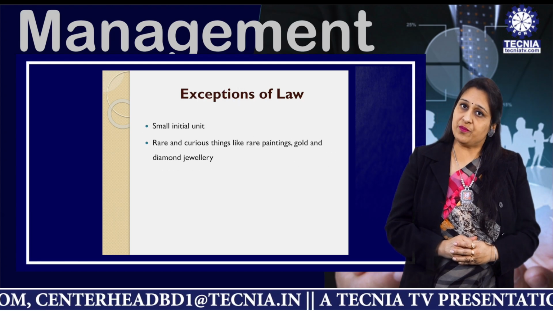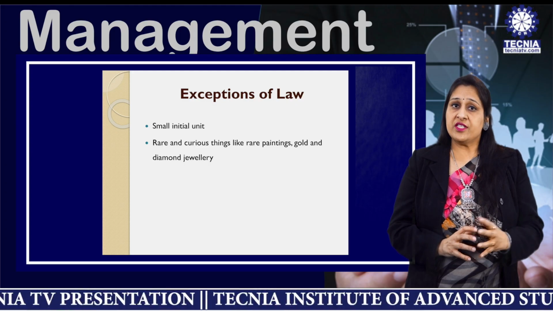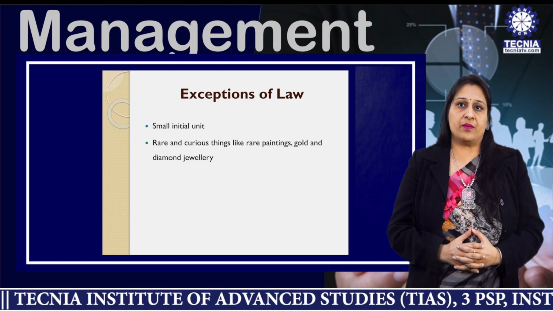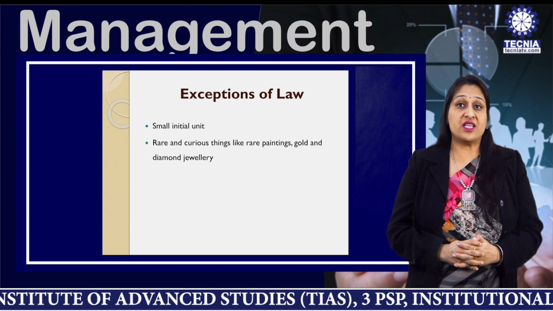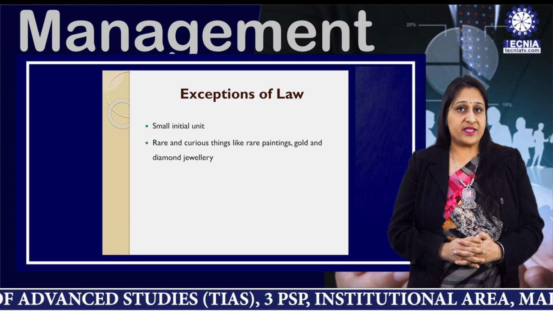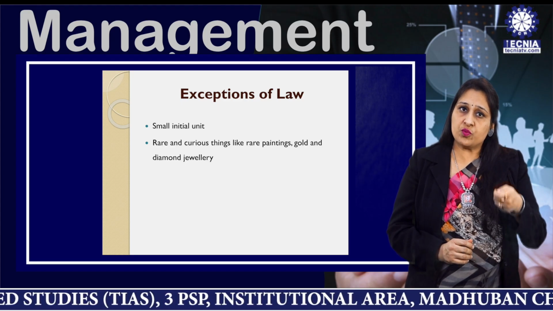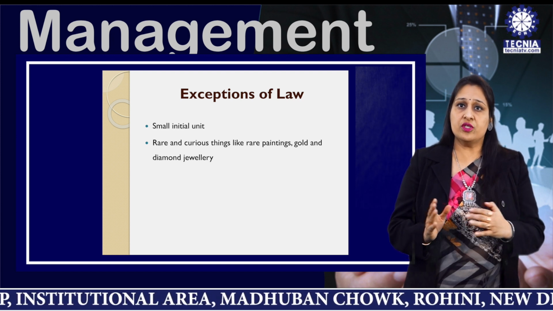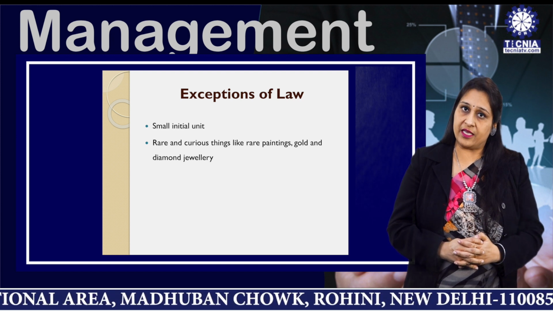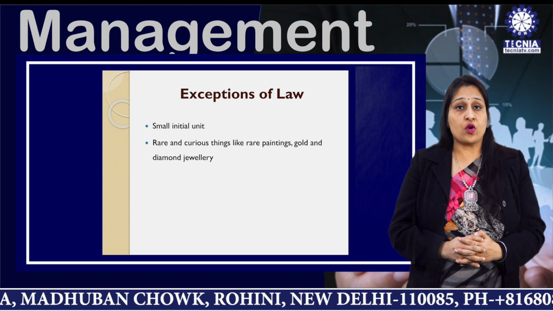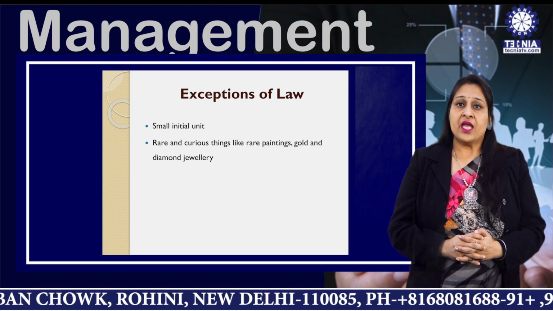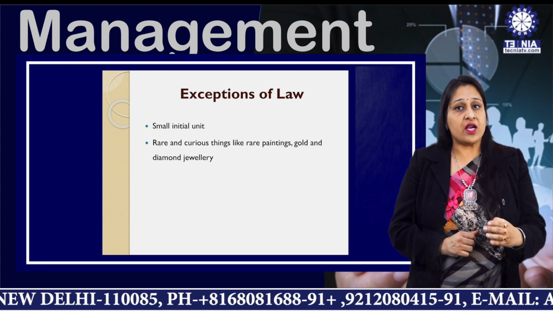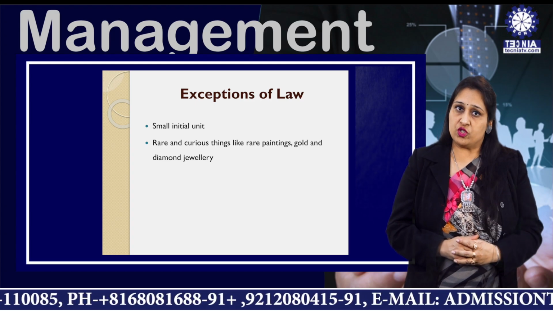There are few exceptions of this law. First is small initial units. The law is not applicable when the initial units of commodity are very small. For example, drinking water with a spoon. In such cases, initially utility derived from additional units will go on increasing and the law may not operate for some time. It is only after a stage in consumption is reached that marginal utility begins to diminish.